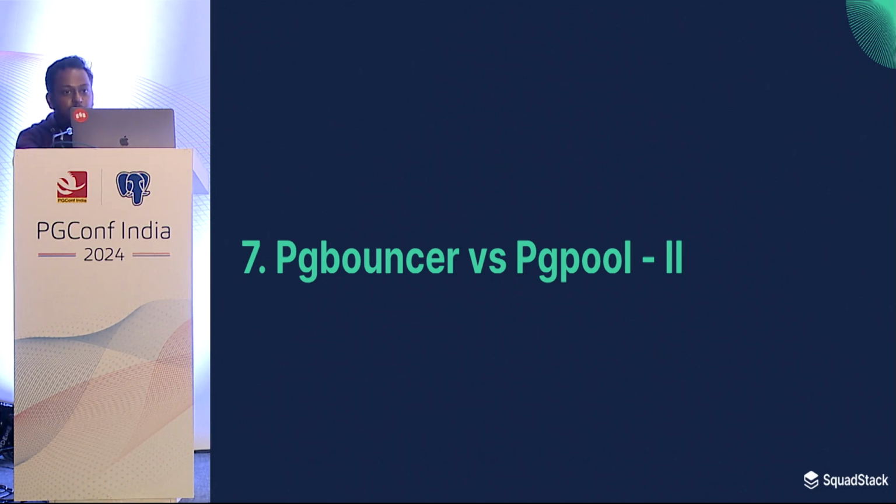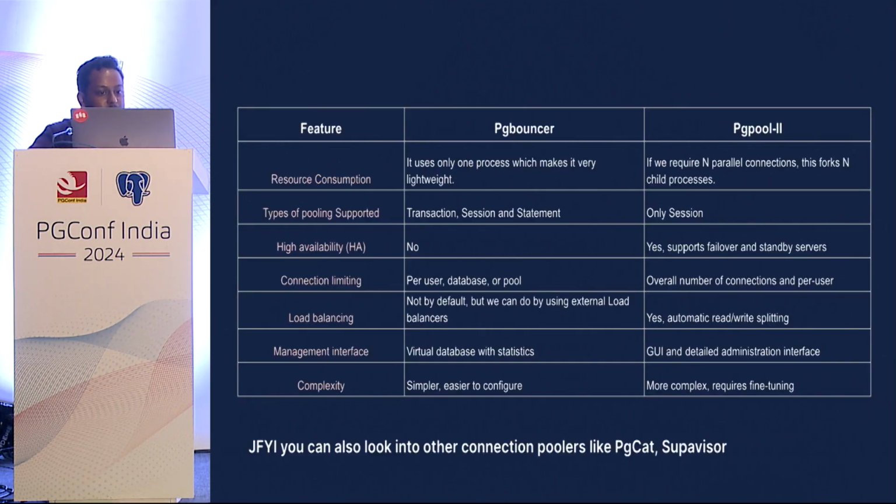So there are n number of connection poolers in the market. PG Bouncer and PG Pool are the two most competitive and mostly used PG poolers now. Here is a minimal difference we can say between PG Bouncer and PG Pool. First, resource consumption. As we all know, PG Bouncer is single threaded, so it is a lightweight solution, whereas PG Pool 2 is heavyweight, which uses n parallel connections for each connection. And as PG Bouncer supports multiple types of pooling, it's also a winner in this.